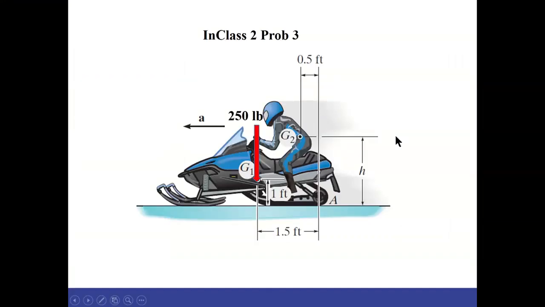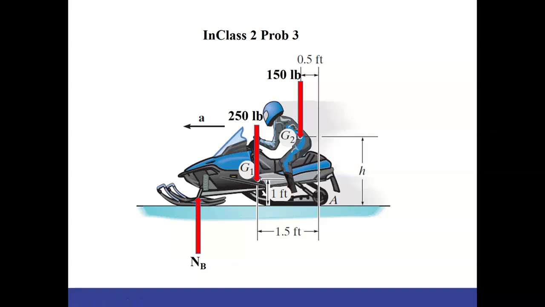So step number 1, draw a free body diagram and indicate all the forces that are applicable in this situation. First of all, the 250 pounds of the snowmobile acts through G1, and the 150 pounds of the rider acts through G2, straight down. Then the normal force at the front skid.